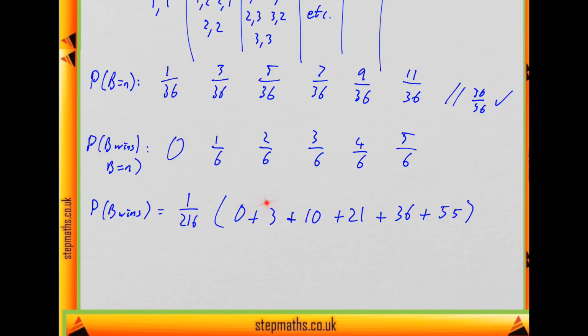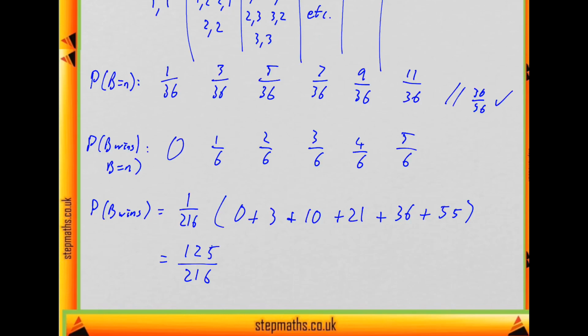So we've got 0 times 1 is 0, 3 times 1 is 3, 5 times 2 is 10, 7 times 3 is 21, 9 times 4 is 36, and 11 times 5 is 55. And if we add these all up, what do we get? We get 13, 34, 70, and then 125. So our answer, that should be 125 on top, and then 216 on the bottom.